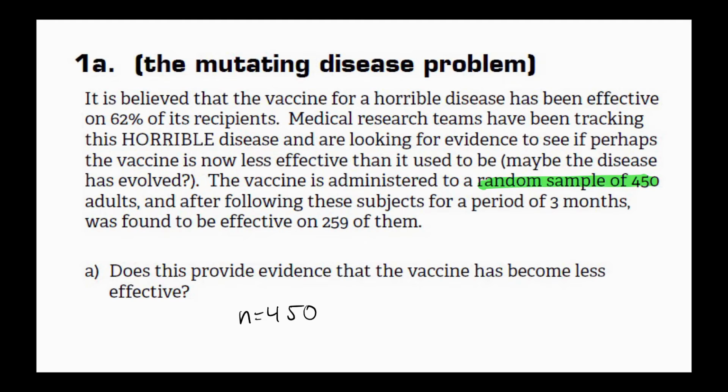259. What does 259 have to do with anything? The true proportion of the sample that was effective. So what can we call that? 259 out of 450, and that's p hat. Good. That's from the sample. Very good. So as a decimal, what do you got? 0.5755 repeating. Okay, perfect. Good. I like that so far. What else?